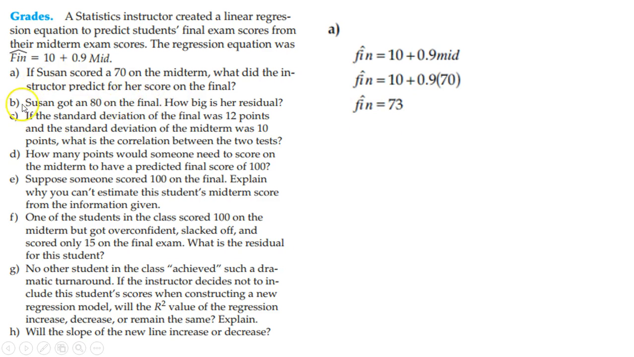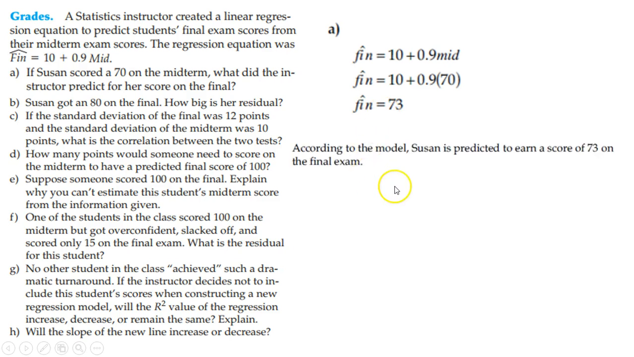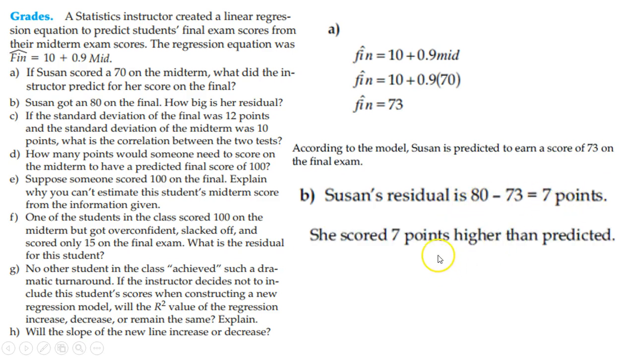Susan got an 80 on the final exam. How big is that residual? So she was predicted to get a 73, but she actually got an 80. So it's above there, right? According to the model, Susan is predicted to get a 73, but she's 7 points above, so the residual is 7. She scored 7 points higher than what was predicted, which is good, right?